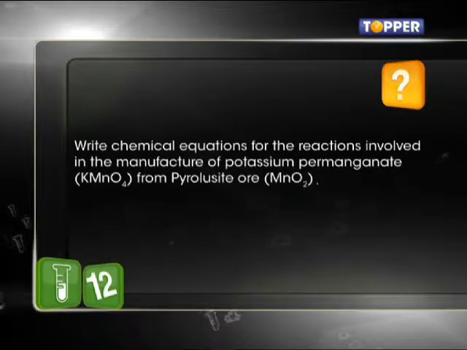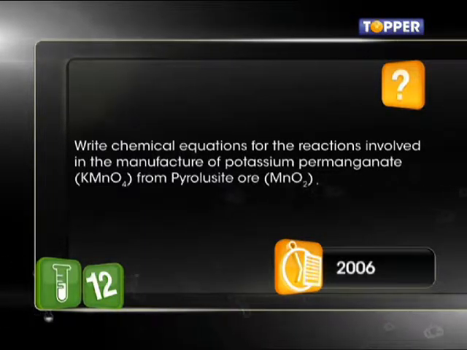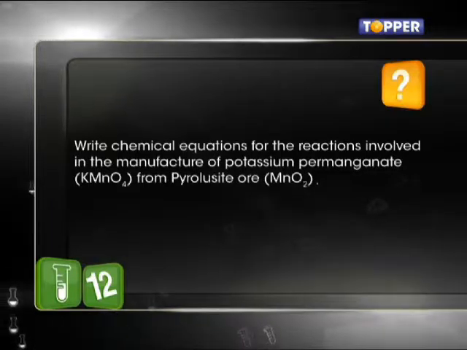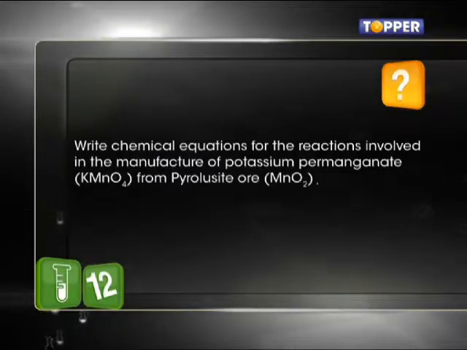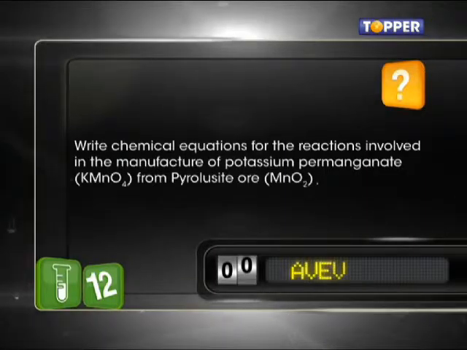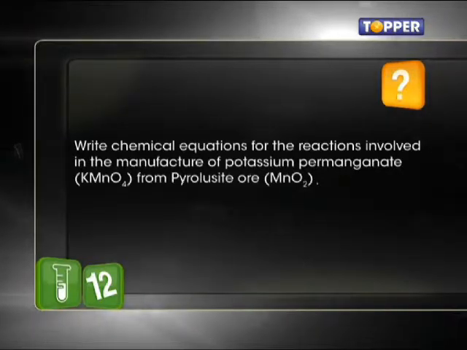A similar question was asked in the CBSE 2006 exam. The question asked students to write chemical equations for the reactions involved in the manufacture of potassium permanganate from pyrolusite ore. This is the direct question. All you got to do is make sure that your equations are balanced. So with this, we are through with our practice questions.